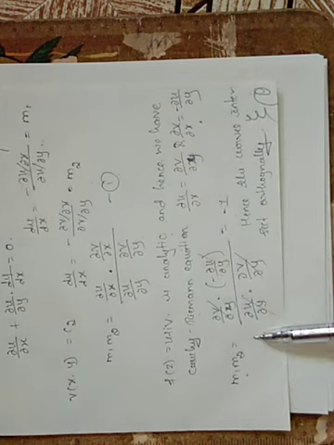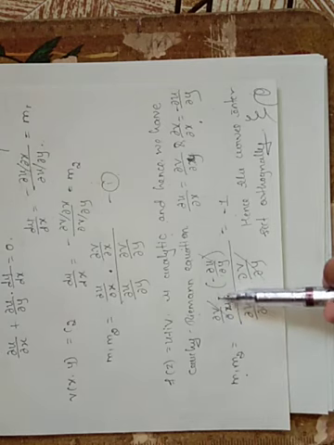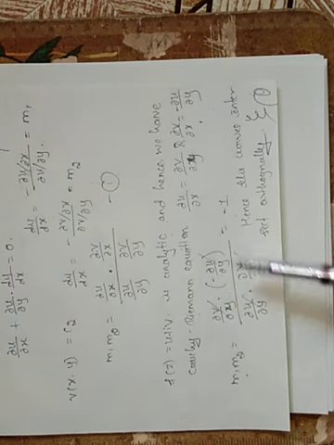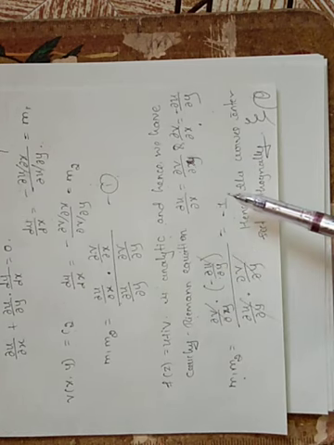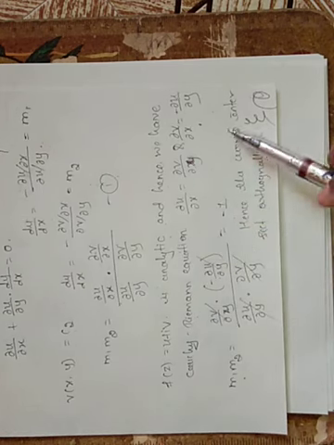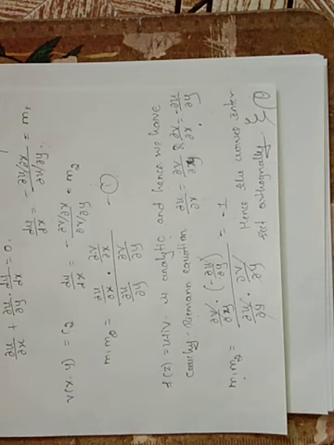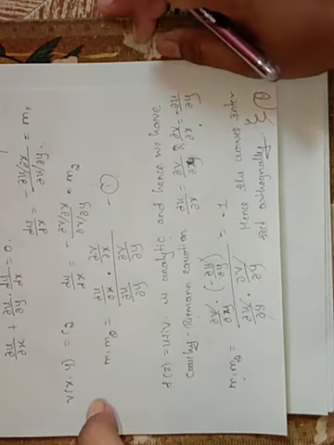We get m1 into m2 equal to ∂v/∂y into minus ∂u/∂y divided by ∂u/∂y into ∂v/∂y. Cancel the terms, we get minus 1. Hence the curves intersect each other orthogonally. So that is the proof of the theorem.